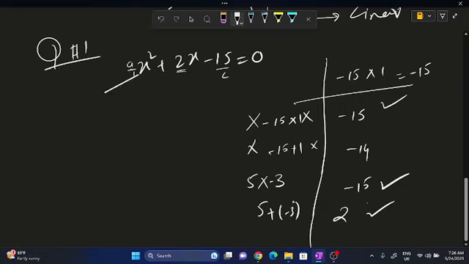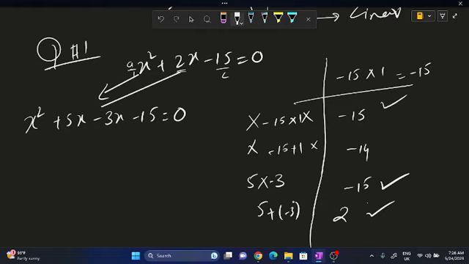So this can be written over here: x square plus 5x minus 3x minus 15, which is equal to 0. What did I do? I just converted 2x into 5x minus 3x. That satisfies these two conditions. So make a pair. This is my first pair. This is my second pair.